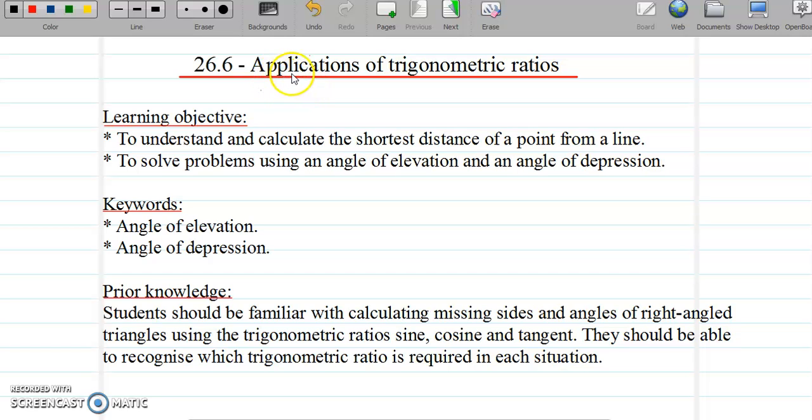Today we are looking at applications of trigonometric ratios, and the learning objectives are to understand and calculate the shortest distance of a point from a line, and also to solve problems using the angle of elevation and the angle of depression. So these are the keywords we have: the angle of elevation and the angle of depression.